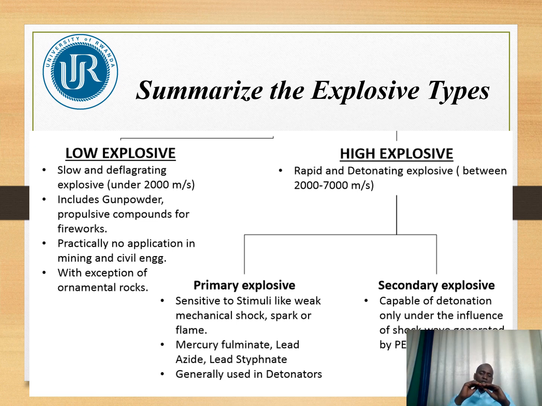In the high explosives, these are explosives with a VOD, a velocity of detonation, between 2,000 and 7,000 meters per second. Among others, we have primary explosives and secondary explosives. The primary explosive is sensitive to stimuli like weak mechanical shock, spark, and flame. Mercury fulminate and lead azide are generally used in detonators. The secondary explosive is capable of detonating only under the influence of a shock wave.